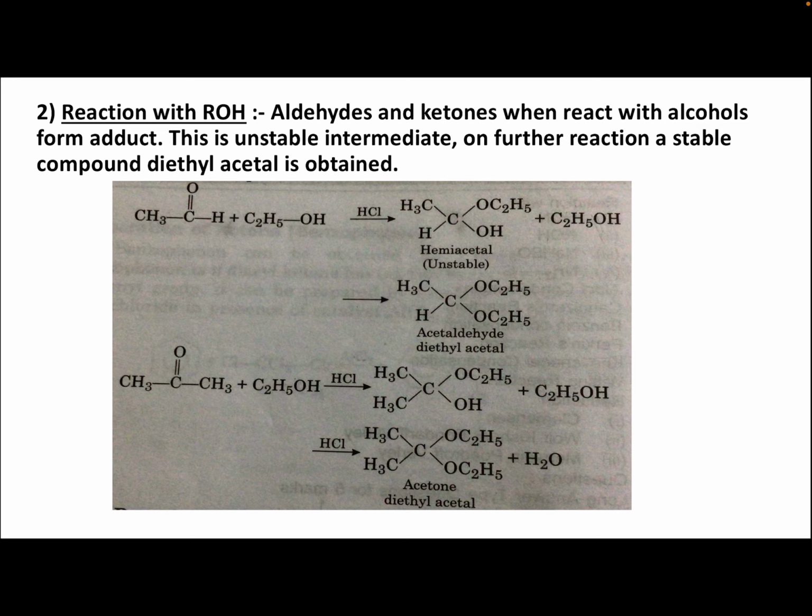And then acetone. Acetone, CH3C double bond O CH3, plus C2H5OH ethyl alcohol in the presence of HCl will give a hemiacetal which is an unstable compound, and when plus C2H5OH it again reacts with HCl to give diethyl acetal. So here you are getting C, CH3, CH3, OC2H5, OC2H5. Acetone diethyl acetal is formed plus H2O. That is acetaldehyde diethyl acetal and acetone diethyl acetal. So acetaldehyde and acetone on reaction with alcohols give acetals: acetaldehyde diethyl acetal and acetone diethyl acetal.